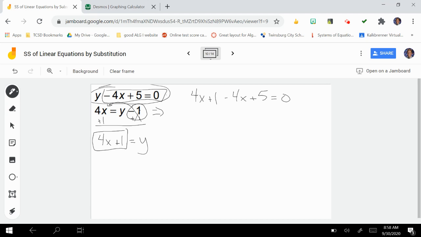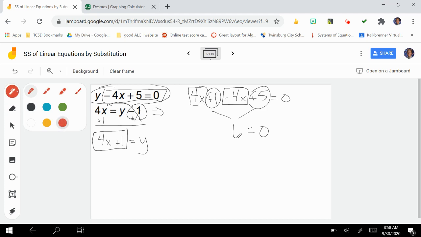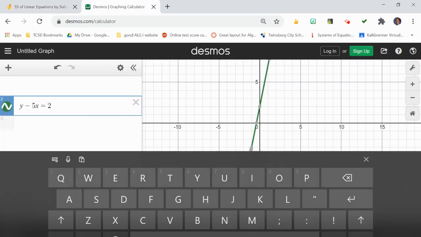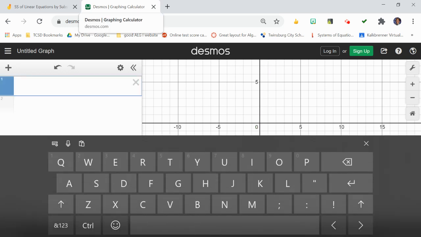So now I'm going to combine like terms. On that left side, I get 4x here and negative 4x here. Same thing. Special case, right? Because now I'm going to get 1 plus 5. Simplify those, you get 6 equals 0. Is that a true statement? No, that does not equal each other. So this is a no solution problem. What do you think that means? When I graph it in Desmos, what's going to happen?